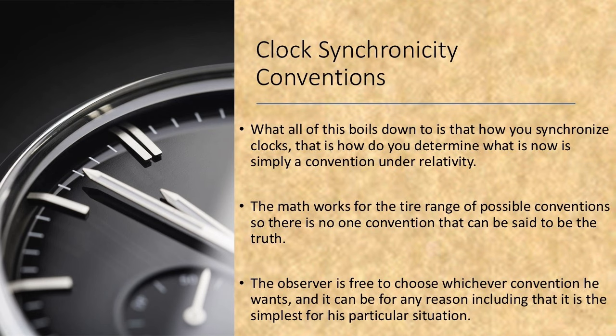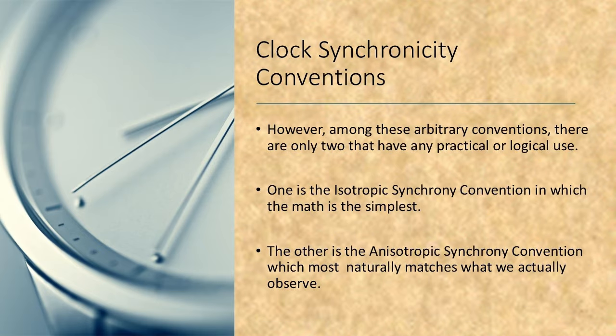The math works for the entire range of possible conventions, so there is no one convention that can be said to be the truth. The observer is free to choose whichever convention he wants, and it can be for any reason, including that it is the simplest for his particular situation. However, among these arbitrary conventions, there are only two that have any practical or logical use.